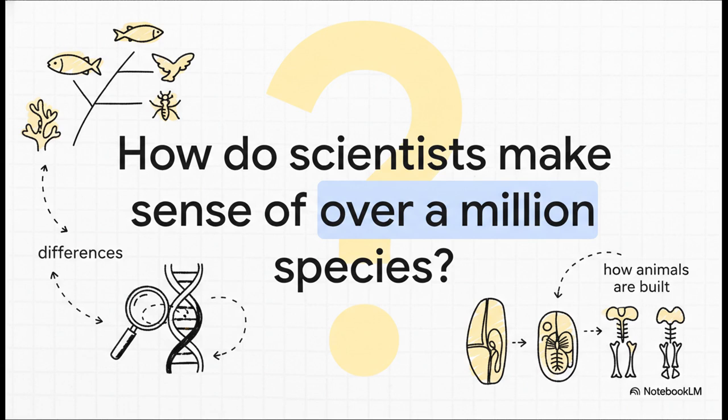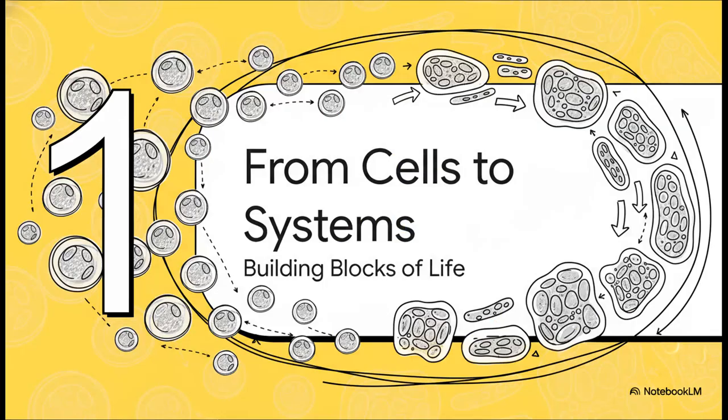And really, this is the big question, isn't it? Because classifying all these animals isn't just about making some tidy list. It's about understanding the deep evolutionary relationships that connect all life. And the answer? Well, it lies in looking for these fundamental differences in how animals are built from the ground up.